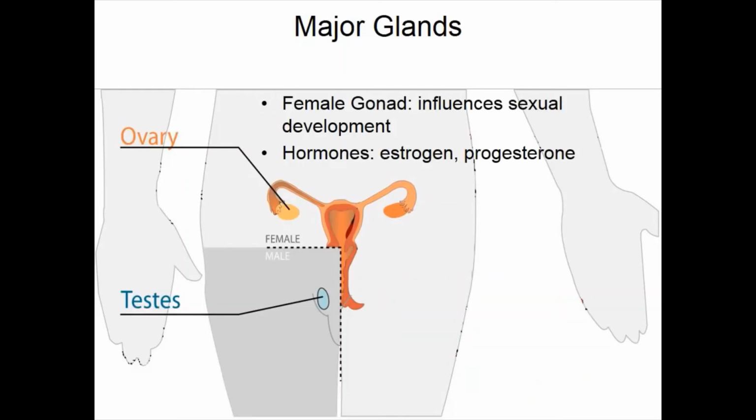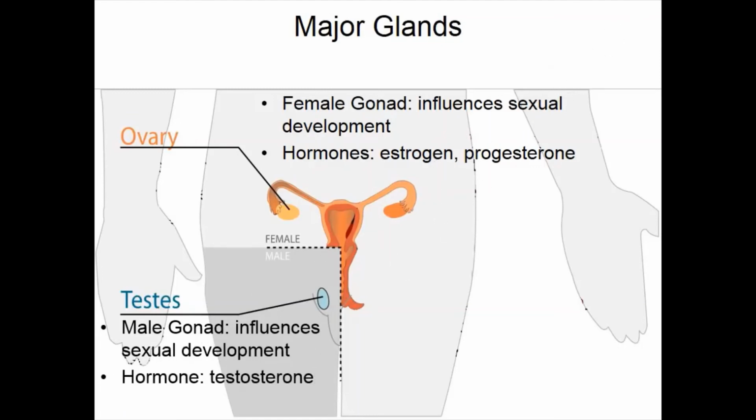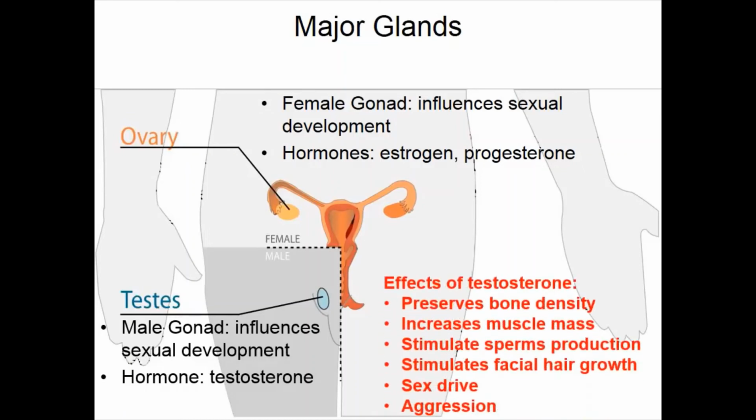So in men, the male sex organs, or the male gonads, are called testes. And just like in women, around the age of puberty, men will receive hormones from the pituitary gland. The hormones from the pituitary gland will cause the testes to release a surge of testosterone, which is the main hormone released by the testes. And here's a list of some of the effects that testosterone has in male sexual development.